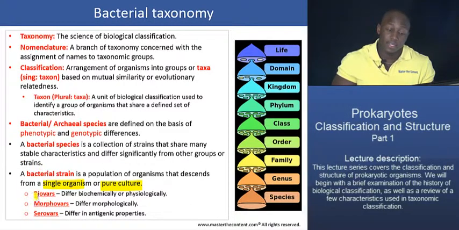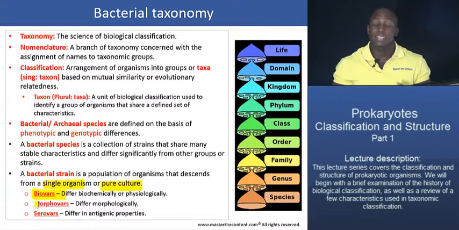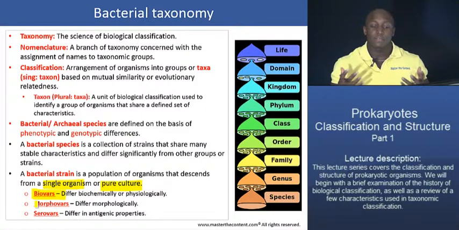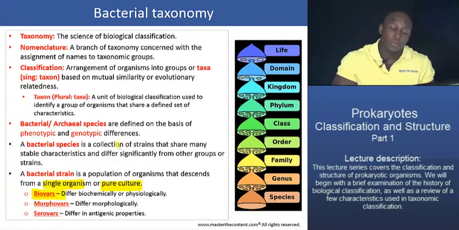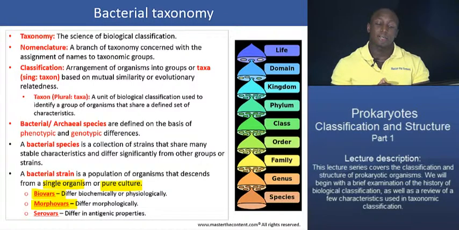A biovar is basically a bacterial strain, or strains, that differ biochemically and physiologically. So you can have two biovars with different biochemical and physiological characteristics, which would lead you to classify them as different strains. We also have what we call morphovars. A morphovar is a bacterial strain that differs from another in terms of its morphology, like its structure, size, shape, how it's arranged, how it forms clusters, etc. We're also going to talk about the morphological characteristics of bacteria at length later in this lecture.